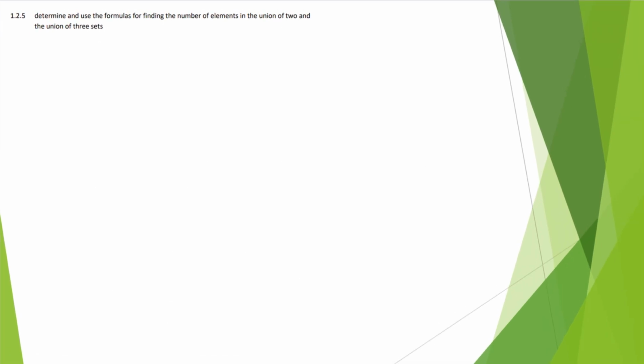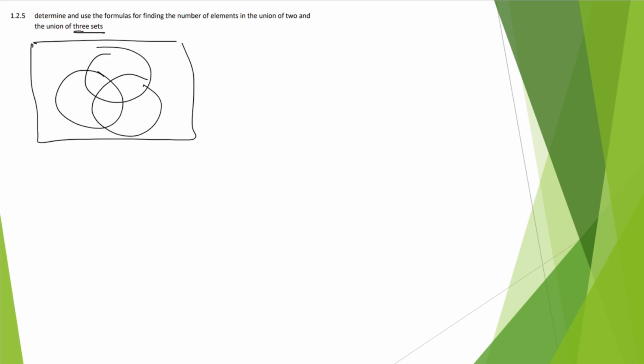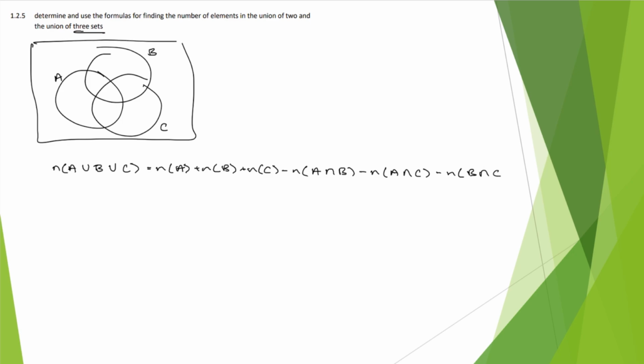Now, when it comes to 3 sets, it gets a little bit more complicated. When we're dealing with 3 sets, we have an A, we have a B, and we have a C. Okay? A, B, and C. The inclusion-exclusion principle says that the union of A, B, and C is going to be equal to A plus B plus C, minus A and B, minus A and C, minus B and C, plus A and B and C.